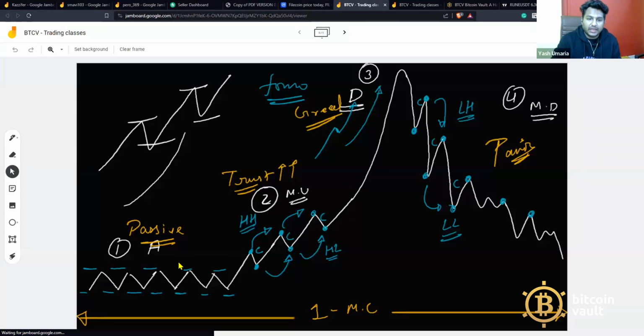Okay. So this is how it looks. First we have the accumulation phase, which moves sideways. Then we have the markup phase, which makes higher highs and higher lows with proper corrections. The third one is the distribution phase, which basically means greed, FOMO, fear of missing out. And the last one is the downtrend market phase, in which the market moves in a downward direction by making lower highs and lower lows with proper corrections. So this is what we learned in the previous class.